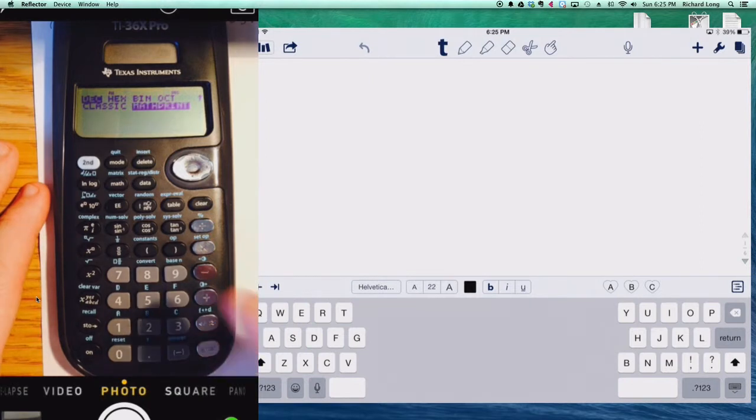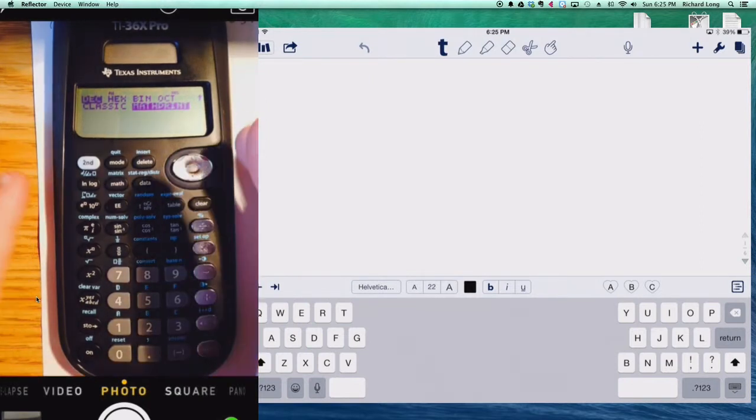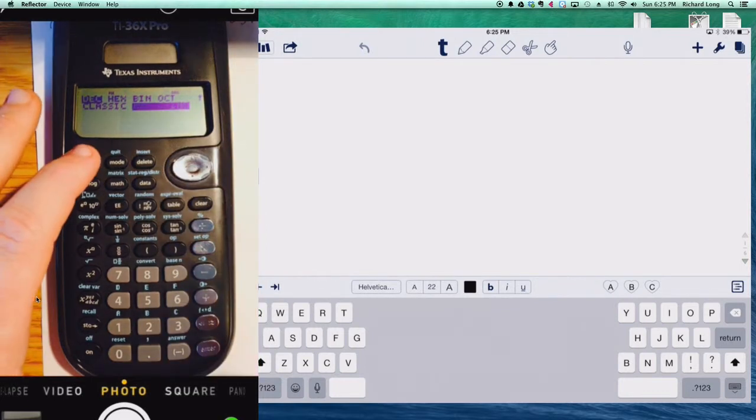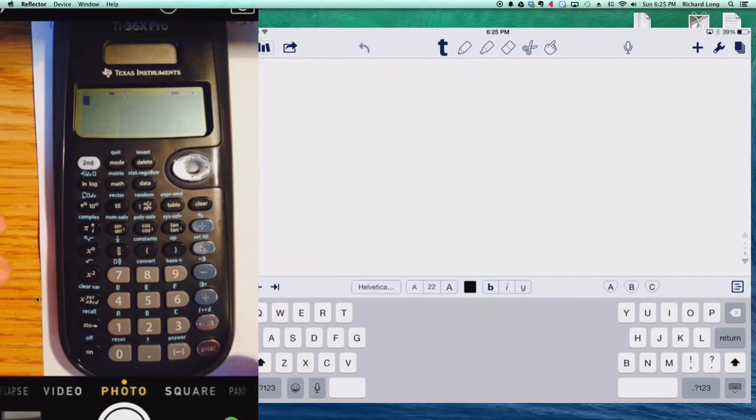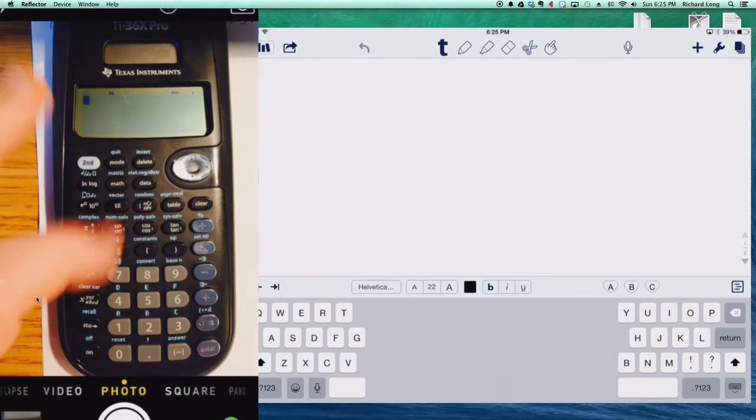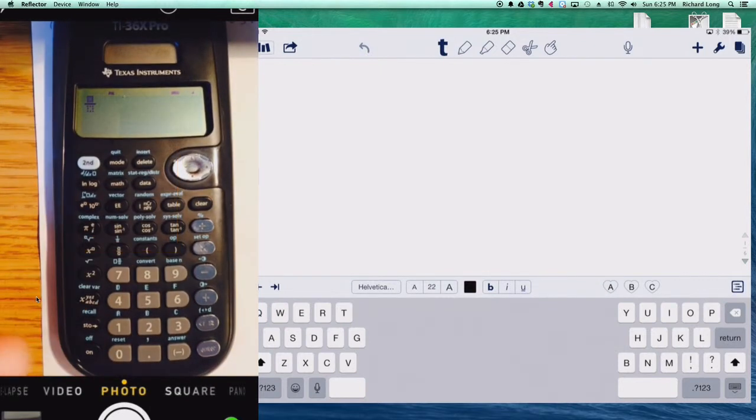So let's do an example. Oh, by the way, anytime you want to get out of a screen, you press the light blue button and mode. That quits the main screen. So let's actually do it with a nice thing to show you. What that was is the fraction button above the 7.